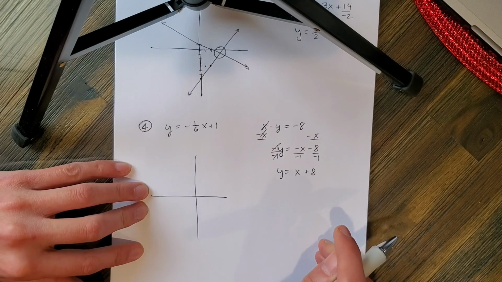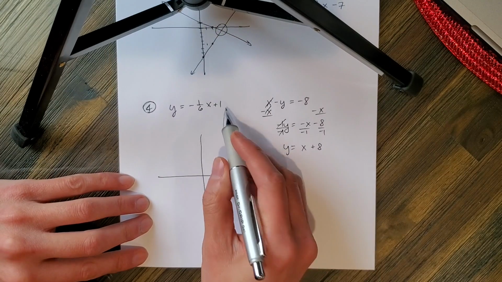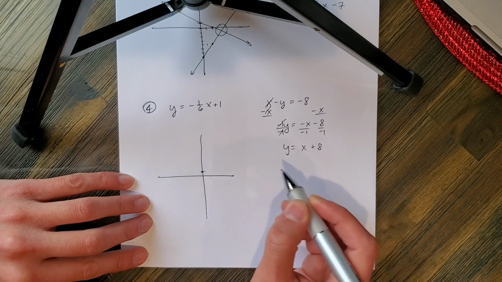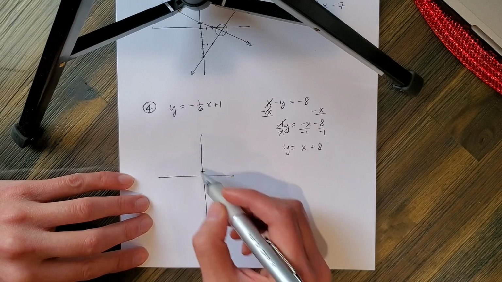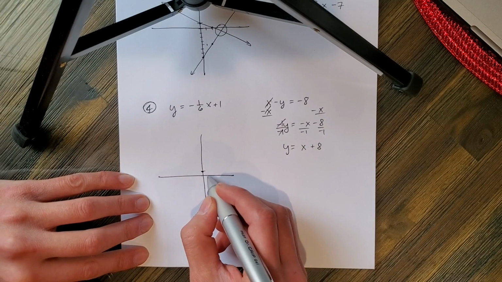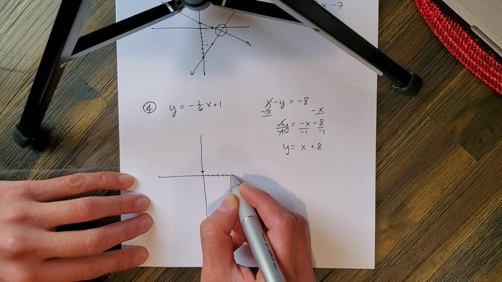Let's graph. And so first one here is going to be a 1. We'll go up 1. And then my slope is negative, so I'm going to be going down again. So it's going to be down 1 and over 6. 1, 2, 3, 4, 5, 6.